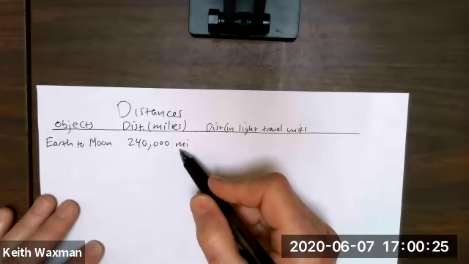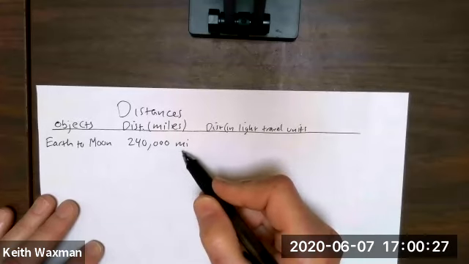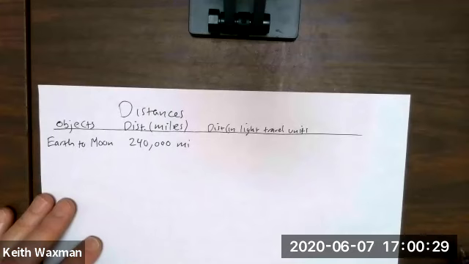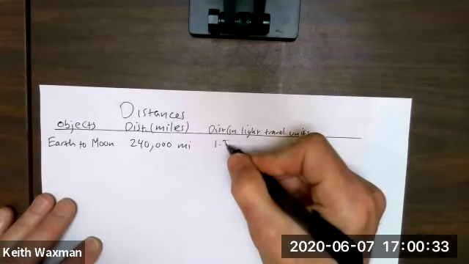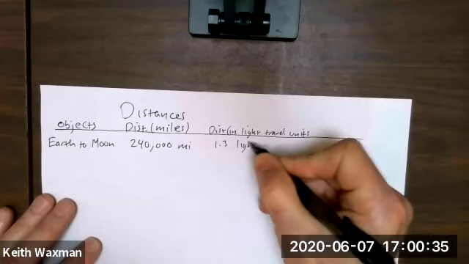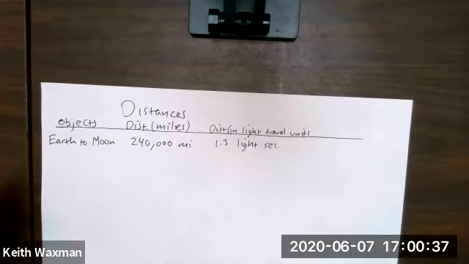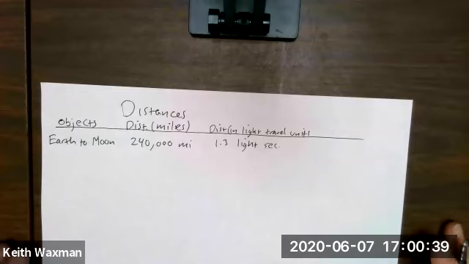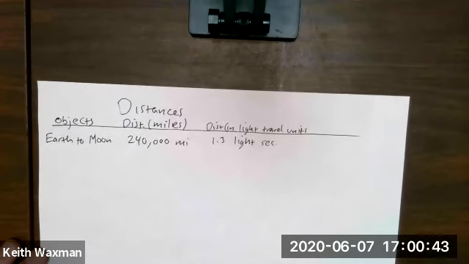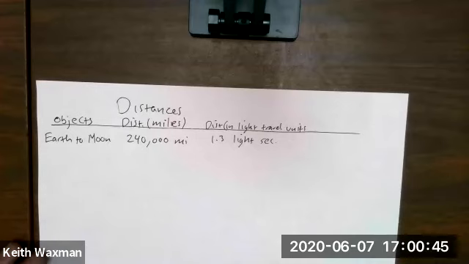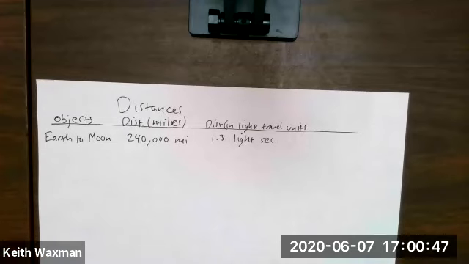Well, take a look at this. 240,000 miles. If this were 186,000 miles, wouldn't we say 1 light second? But isn't it a little bit more? Well, that's not a problem. 1.3 light seconds. You don't have to know that. But the moon is at a distance of 1.3 light seconds, because it takes light 1.3 seconds to go from here to there. So if you shine a flashlight at the moon right now, the light gets there in 1.3 seconds.